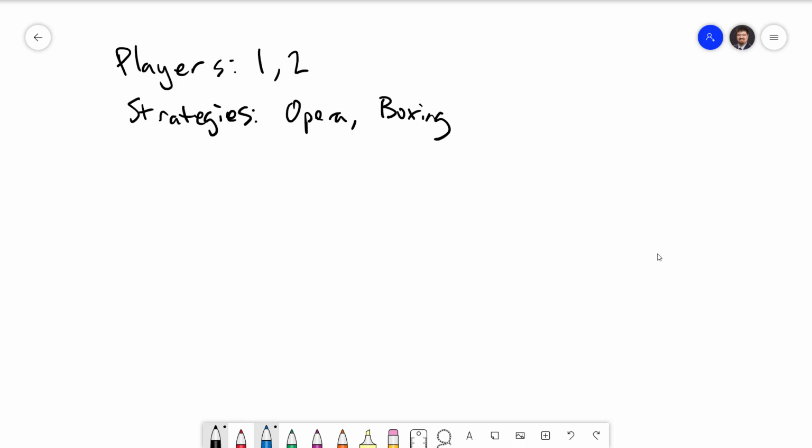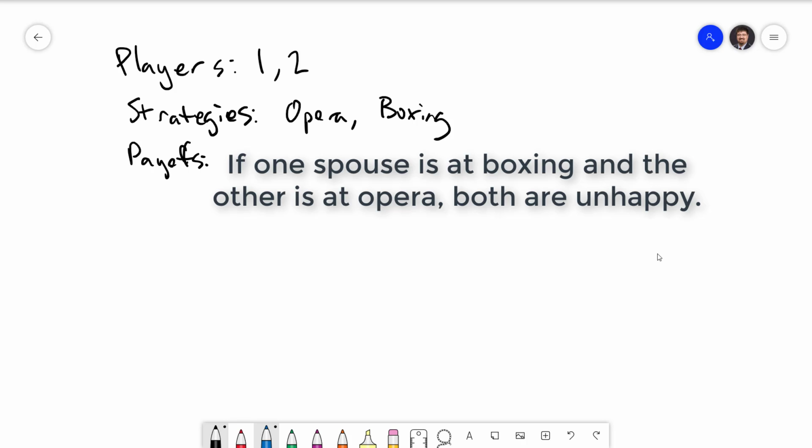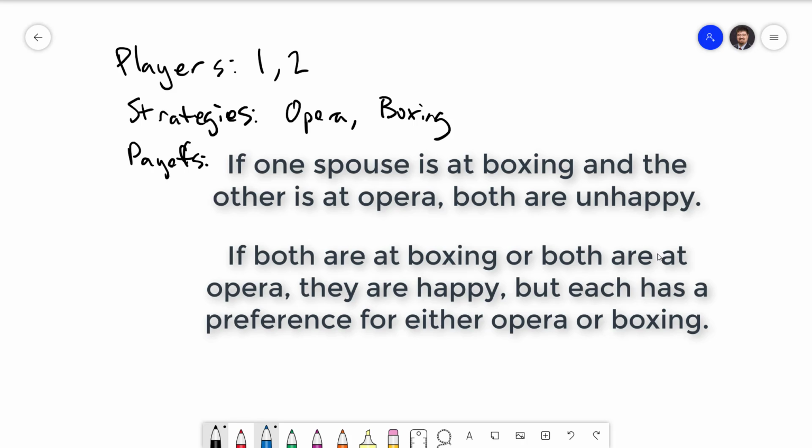We will again use the normal form game matrix to describe the payoffs. Both spouses prefer to be together. If one ends up at opera and the other ends up at boxing, both will be unhappy. They always prefer to be together. But one spouse prefers opera over boxing and the other spouse prefers boxing over opera. We will again use the normal form game matrix to describe this.